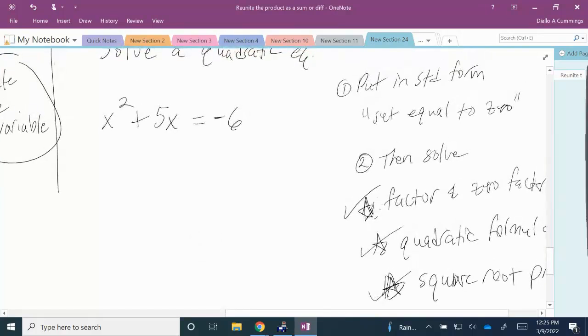First thing we got to notice is that it's quadratic because we have a power of 2. The largest degree or the largest power is 2. So we're going to put it in standard form, which means we're going to set it equal to 0. So I'm going to add 6 to both sides.